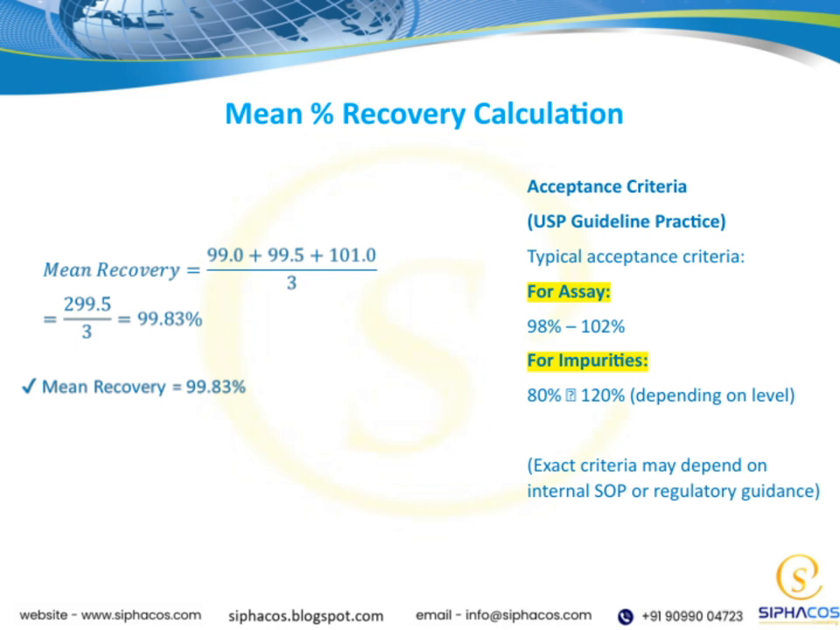Finally, when we talk about the mean percentage recovery calculation, this is the method we use to assess how accurately we're measuring our analytes. It involves calculating the average recovery percentage across multiple tests to ensure consistency and reliability in our results. This overall approach helps us maintain high-quality standards throughout our processes.